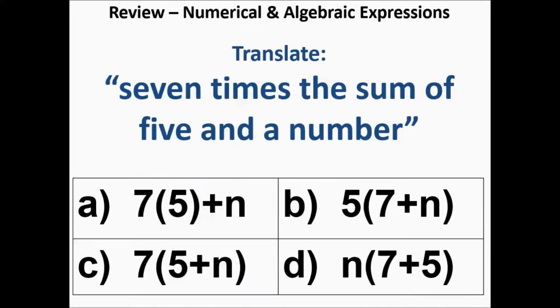We're going to go ahead and do some matching here. All right, this is 7 times the sum of 5 and a number. So when it says 7 times the sum of, that means 7 outside some parentheses. So the only one that could be is choice C.